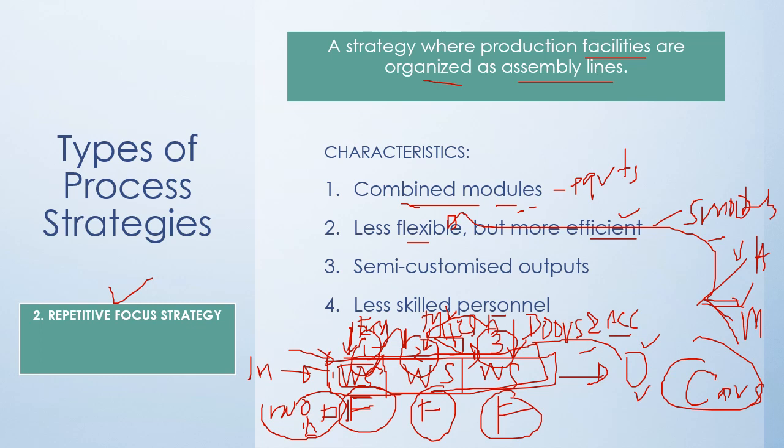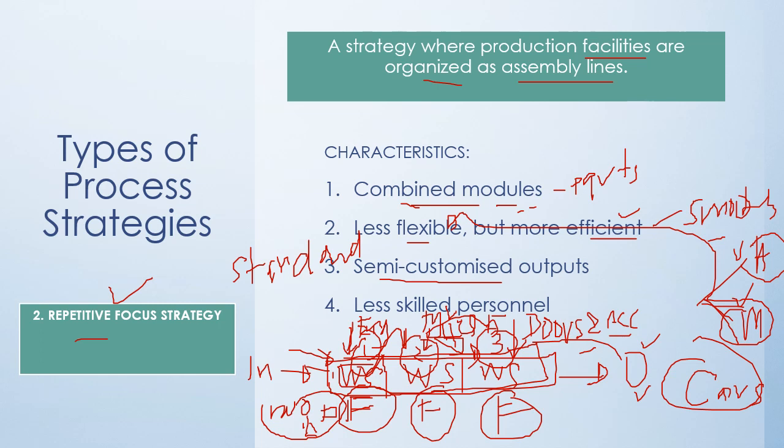Okay, repetitive focus strategy is only suitable for semi-customized output. I don't normally use semi-customized. I normally call it standardized product. Okay, standardized. Produk yang dah di-standardkan. Apa produk yang dah di-standardkan? Standardized, okay. So, automatic and manual car, these are the standardized product. Maksudnya, ciri-ciri produk tu dah ada di situ.